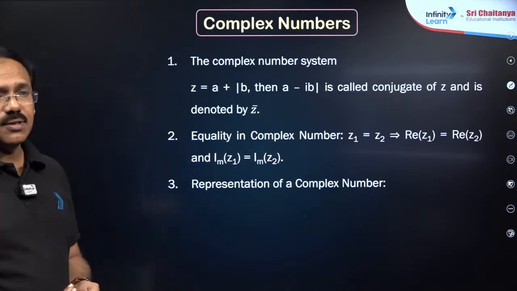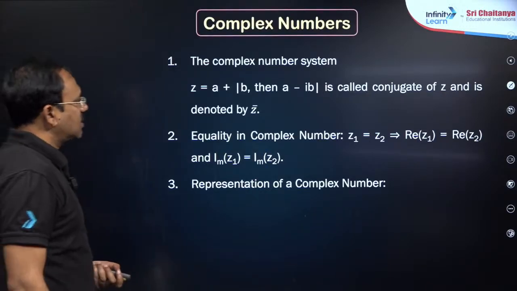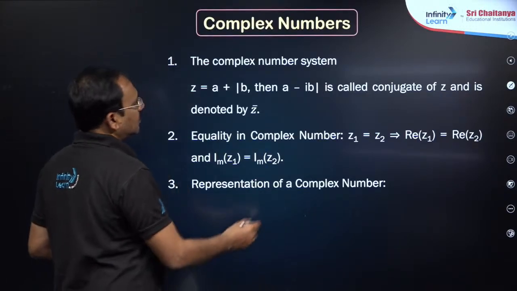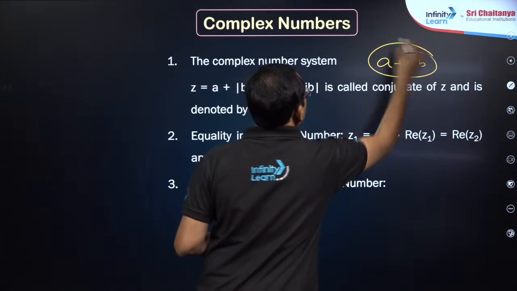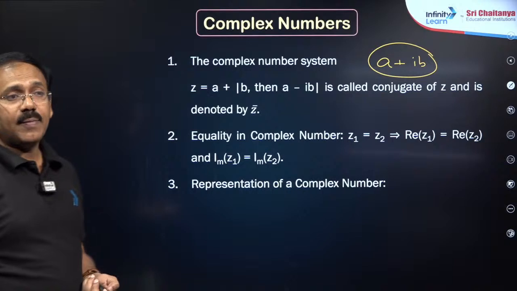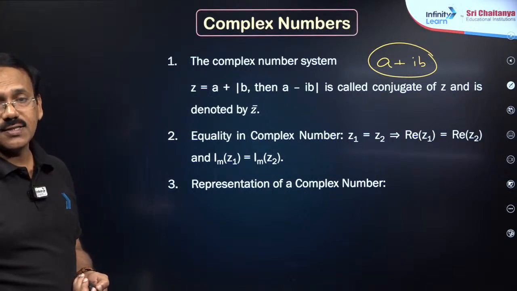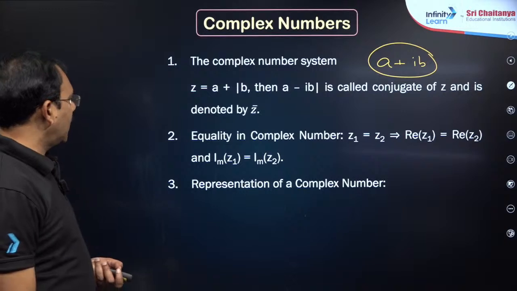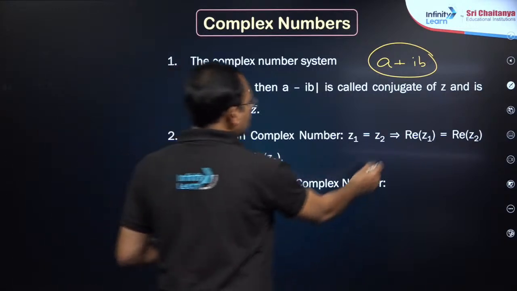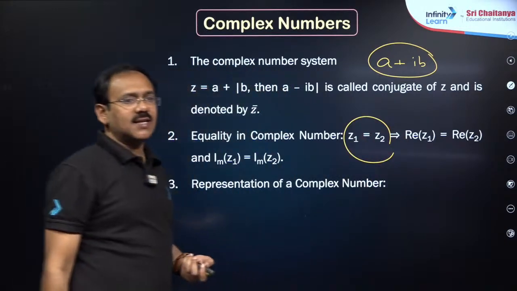Coming to complex numbers, simple and interesting, dear students. A complex number a plus ib is given. a is called the real part, b is called the imaginary part. For a plus ib, the conjugate is a minus ib. Its modulus is root of a square plus b square. Two complex numbers are equal means the real parts are equal and the imaginary parts are equal.